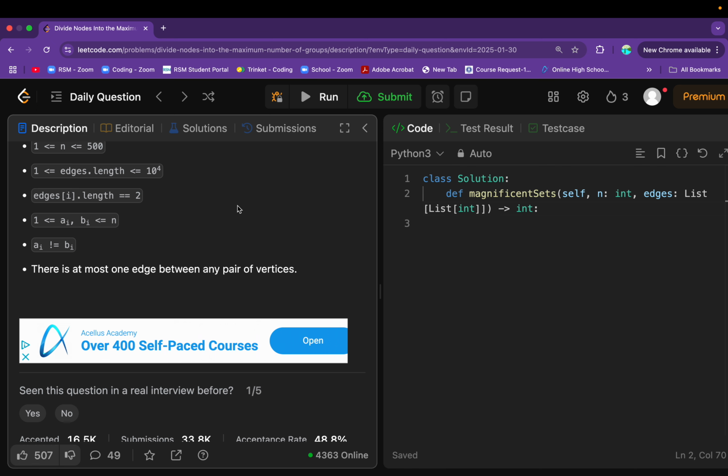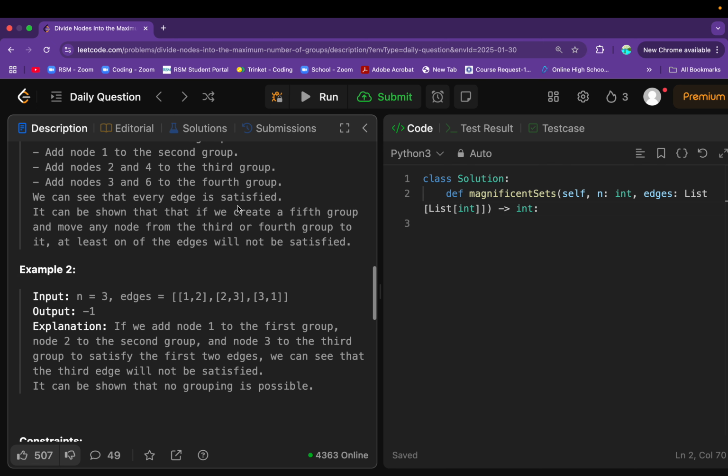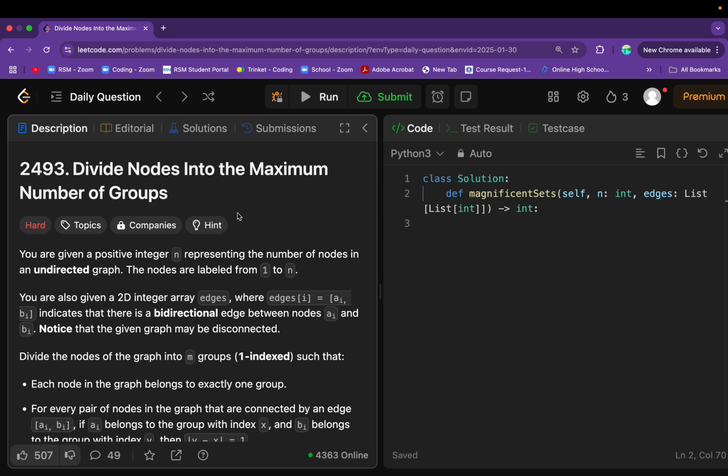So with the problem statement, constraints, and examples out of the way, I will give you guys a few seconds to go over this problem in your head and think of a valid solution, and then I'll show you guys how I would optimally solve this problem in a few seconds.